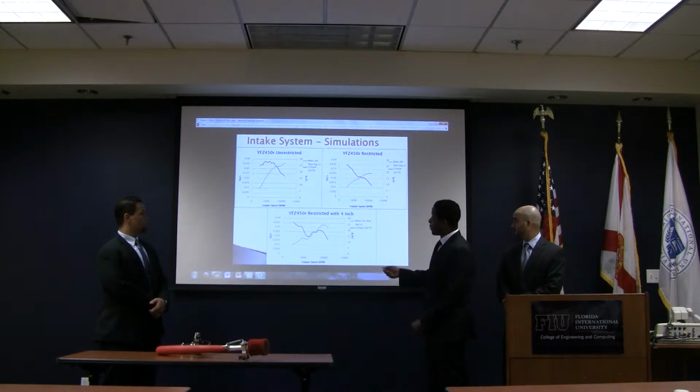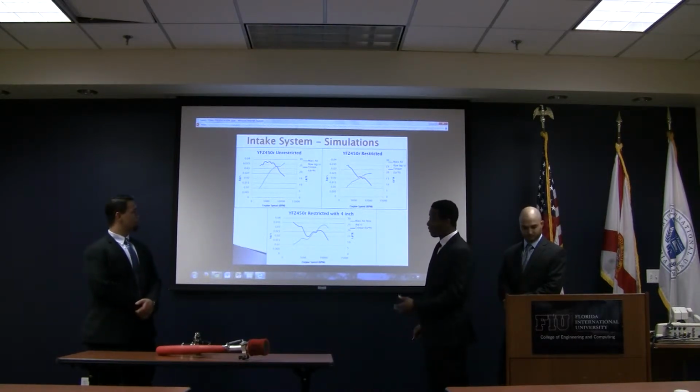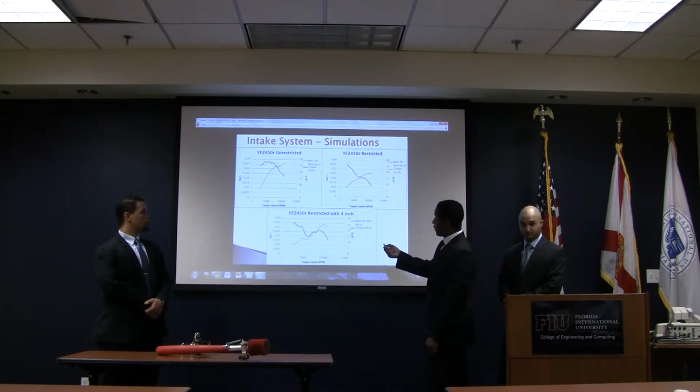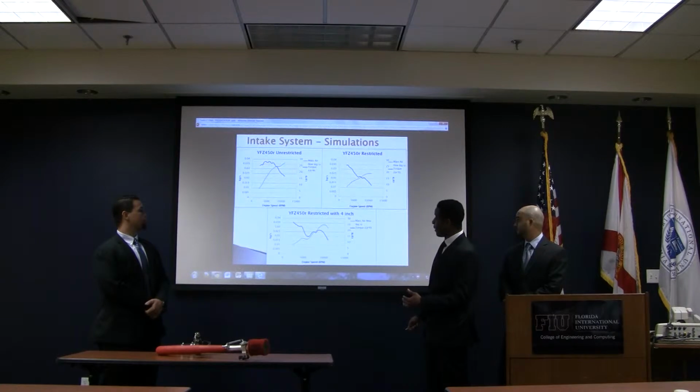These charts represent the horsepower, torque, and mass airflow curves over the entire engine range. The first one represents the unrestricted engine. And as you can see, the restricted engine has a dramatic decrease in both mass airflow and torque. And when we applied our plenum with a 4-inch runner, you can see that we recovered some of that mass airflow and torque.